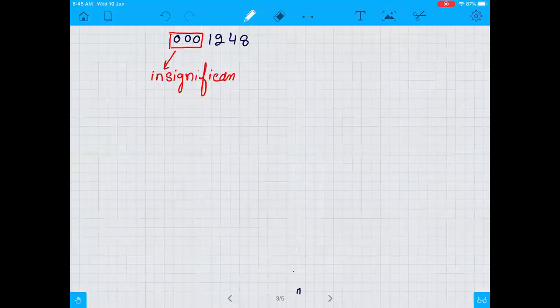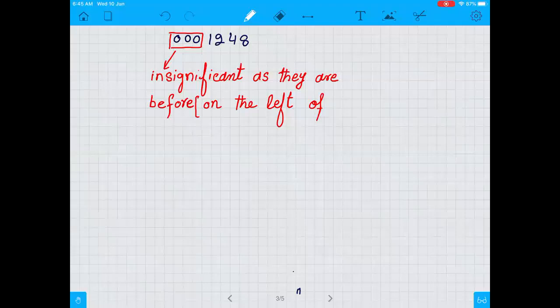Now, if you ask the reason why these zeros are insignificant, the reason is that they are before, or on the left of, a non-zero digit. This was a number without a decimal point.